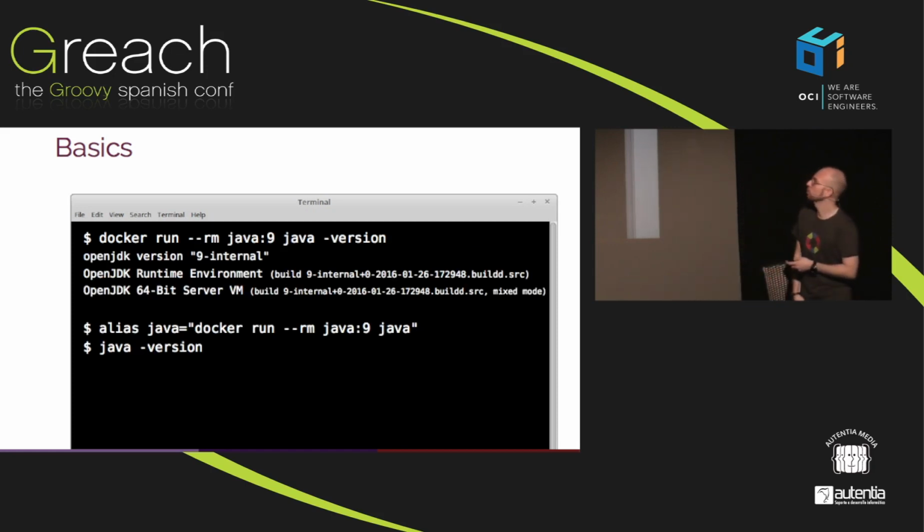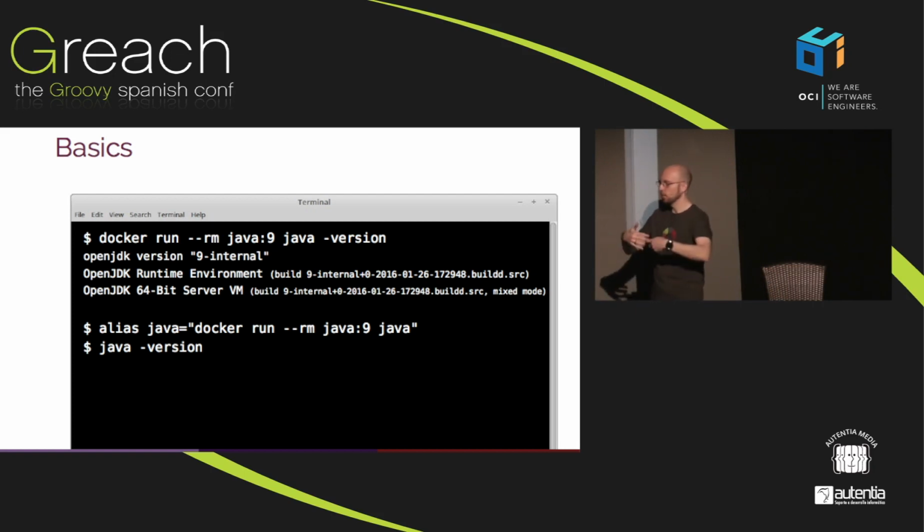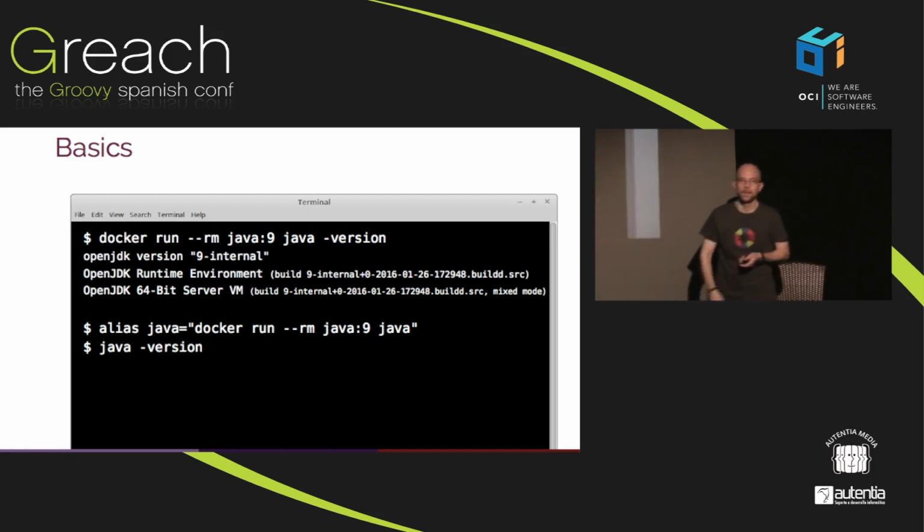So imagine that you want to test Java 9 on your laptop, but you don't want to install Java 9 because you are using Java 8, a different version. You can do something like this: docker run java 9 and java -version, and it will do the same. It downloads Java 9, and here we have the version of OpenJDK, the last build from January. So you can start playing with Java 9 today, but you don't want to write this very long line. So you can do something like this.